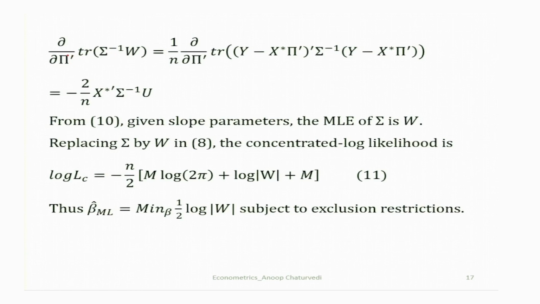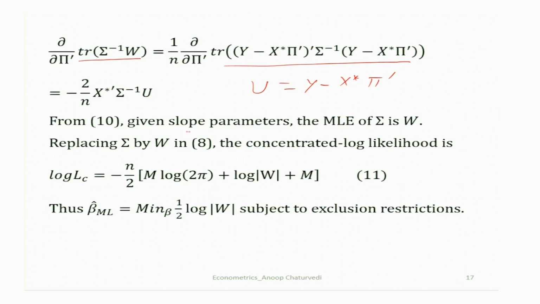And then we have also utilized this result. If we differentiate trace of sigma inverse W with respect to pi transpose, then we get 1 upon n del over del pi transpose trace of y minus x star pi transpose is sigma inverse y minus x star pi transpose. And then if we differentiate it with respect to pi transpose, then we obtain minus 2 upon n x star transpose sigma inverse u, and u is equal to y minus x star pi transpose. So, you can easily verify it.